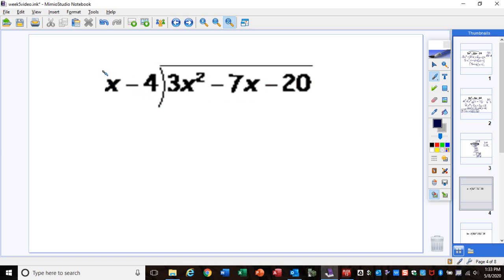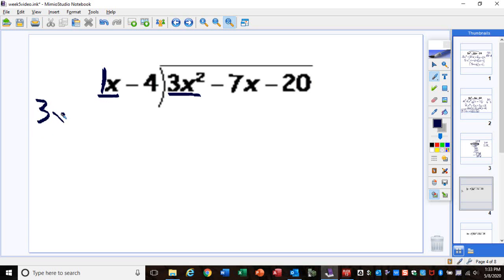There is a ghost 1 here. And what you want to do is take the first term here, which is 3x squared, and divide it by 1x. Don't worry about anything else. Don't worry about the negative 4. Don't worry about this. And so here's what you want to do. And off to the side, I'll show you what I mean.